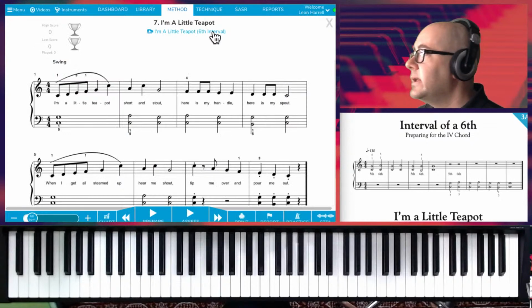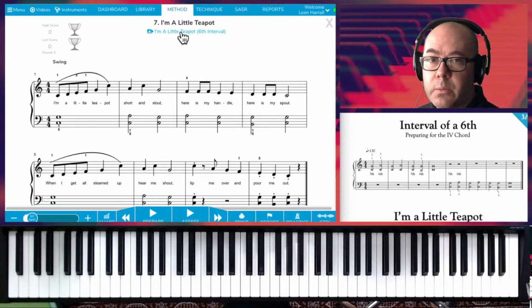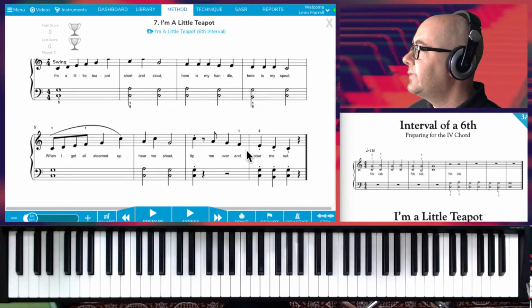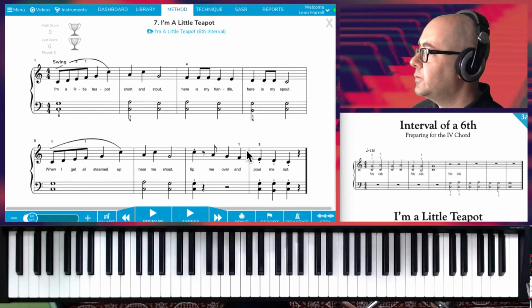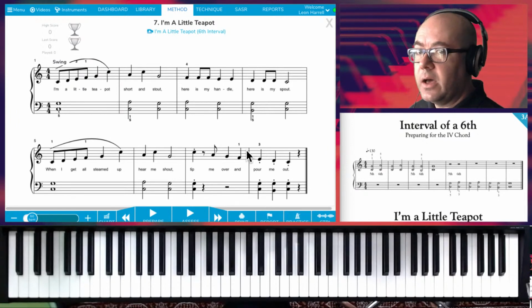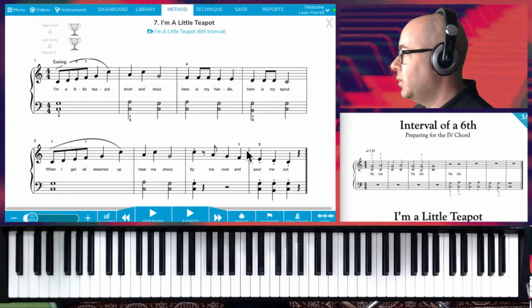Okay, so again, they've included a video at the top that would walk you through this kind of thing, but let's take a moment and identify where the intervals of a sixth are in this piece. As you take a moment to look at that on the screen, I'm just going to play through the tune one more time. Here we go.